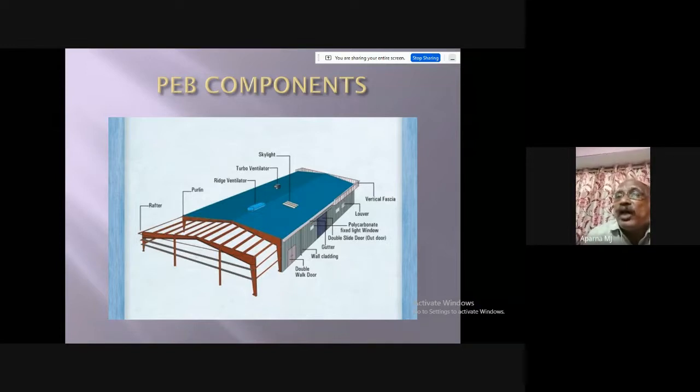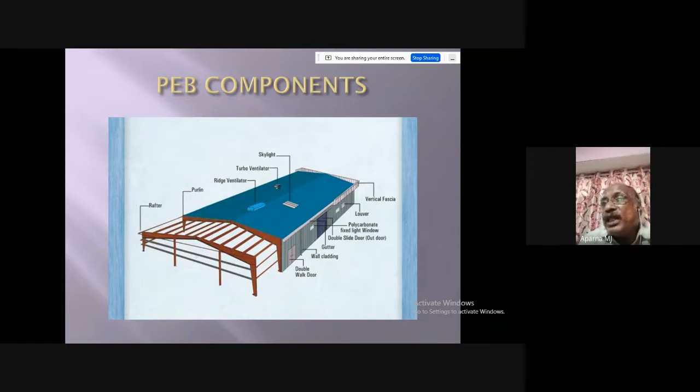And turbo ventilators are kept on the lean side of the roof. It will be an automatically driven turbo ventilator. When the wind is there, it will start rotating. So a small reduction in pressure will be there, so that air from the inside of the building will pass through the turbo ventilator.